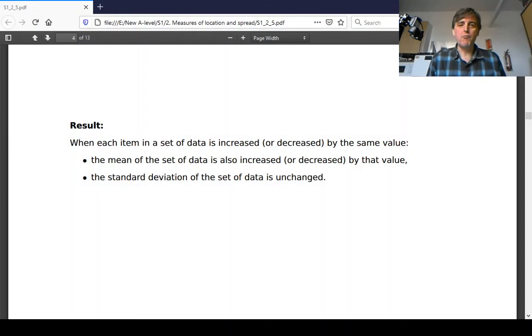So this is a really, really useful and time-saving piece of information here. If we are just adding or subtracting the same value from every item of data in our set, then the mean is also going to be changed by that same value, increased or decreased, of course. And the standard deviation is not going to change.